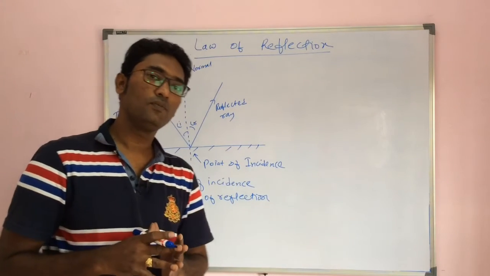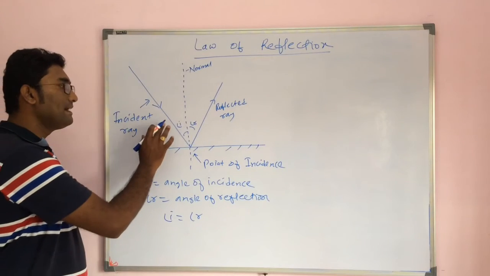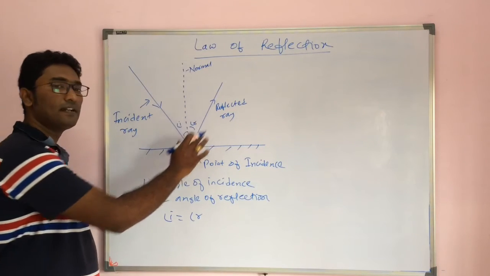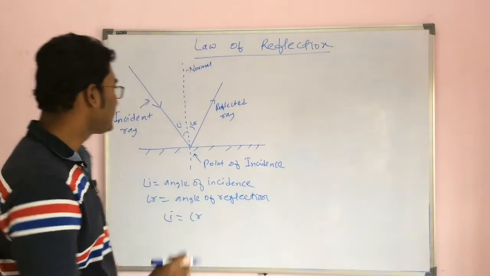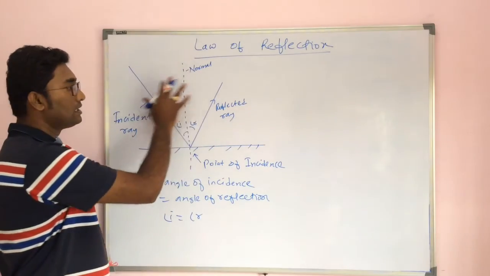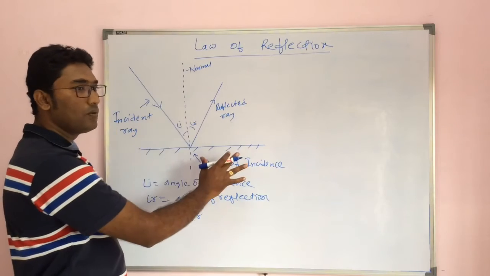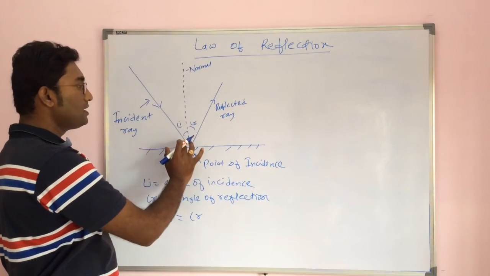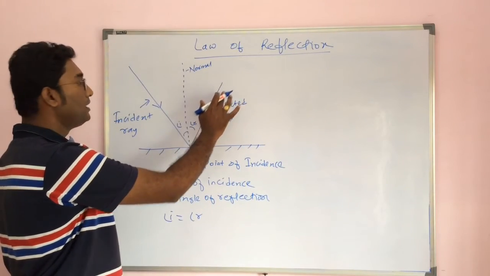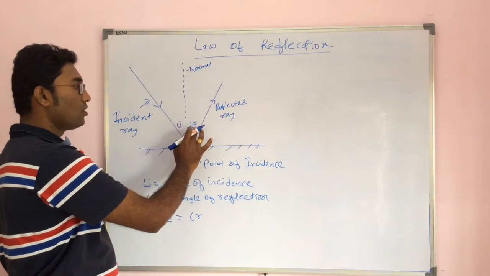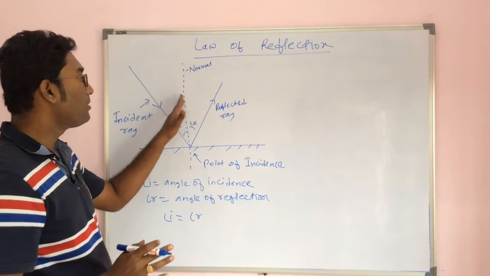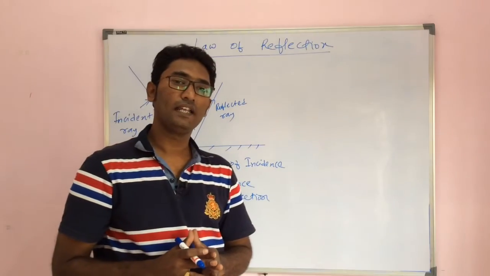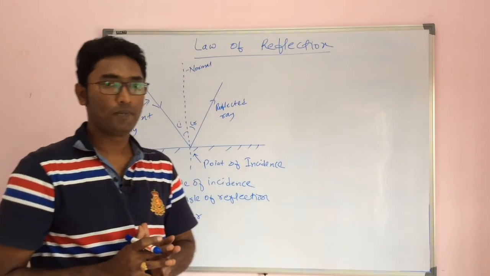There is one more thing which is also observed: the incident ray, the normal and the reflected ray always lie in the same plane. For example, the diagram that I have drawn is in one plane. So the angle of incidence is equal to the angle of reflection, and the incident ray, normal and reflected ray all lie in the same plane.